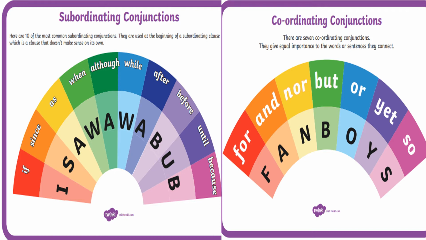So can you see the difference? Maybe I would like you to write a sentence with a subordinating conjunction and a sentence with a coordinating conjunction. Can you have a go at that now, please?